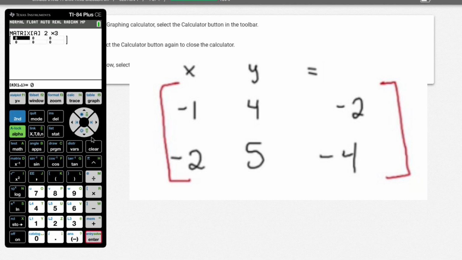Whenever you're dealing with a matrix, the rows come first, the columns come second. Now, as you can see, we have exactly what we need. We just need to plug our numbers in. So our numbers were negative 1, enter, 4, enter, negative 2. Make sure you're hitting the negative button and not the minus sign.